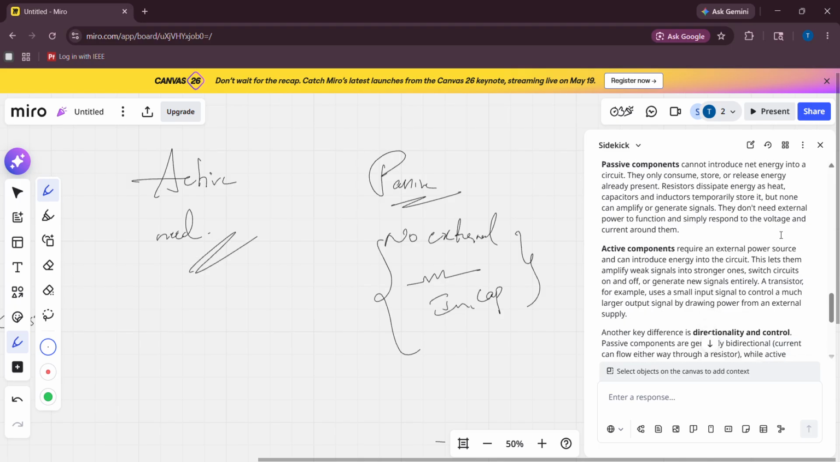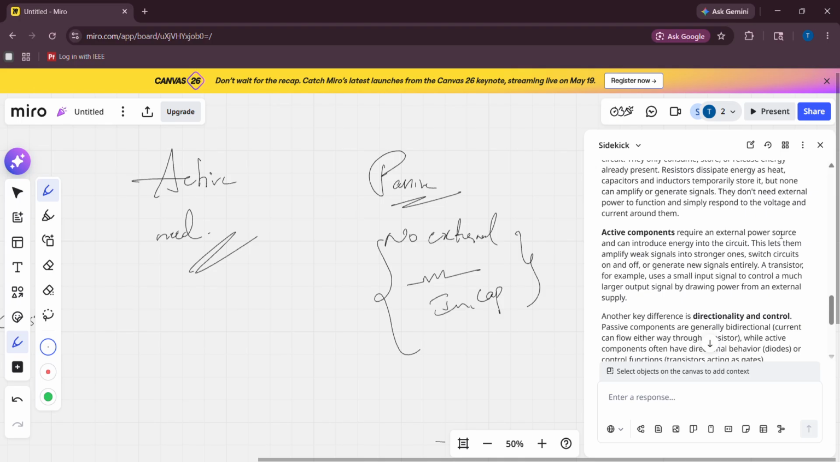So next one is active components. Active components require an external power source and can introduce energy into the circuit. They want some external power from an external source, and they also give some response. They let us amplify weak signals into stronger ones, switch circuits on and off, and generate new signals. So they need external power and they also generate new amplified signals.